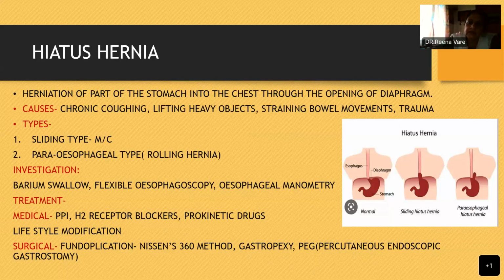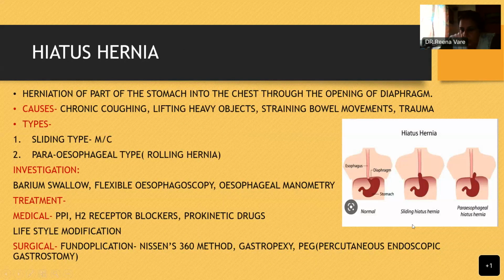Okay, hiatus hernia. Again, two types. It is herniation of part of the stomach into the chest through the opening in the diaphragm. Now, causes are chronic coughing, lifting heavy objects, and straining during bowel movements. Types are two: the sliding type and the paraesophageal type. The sliding type is most common.